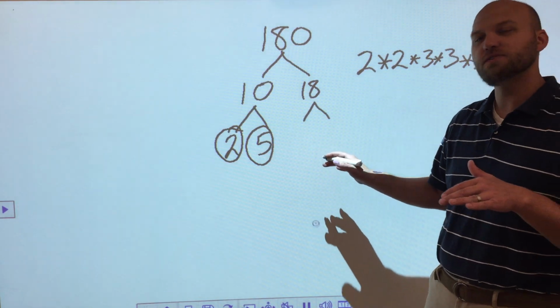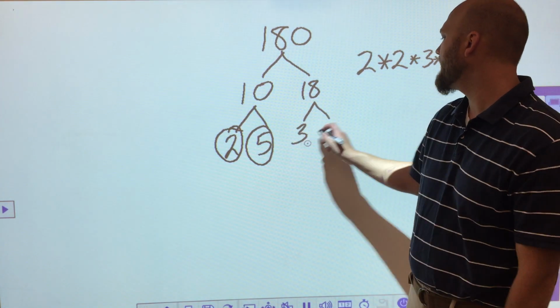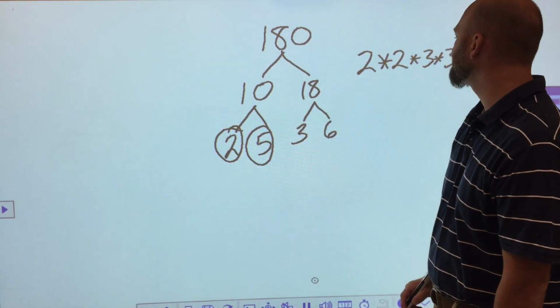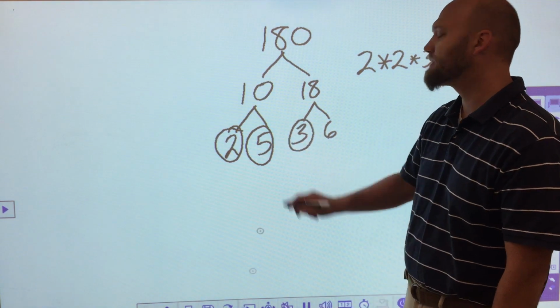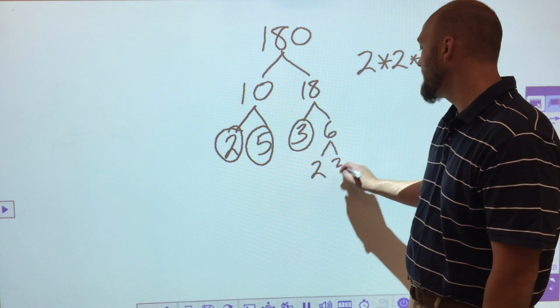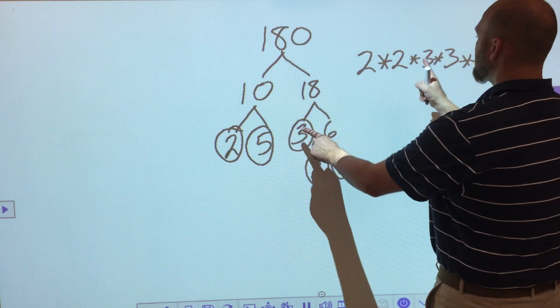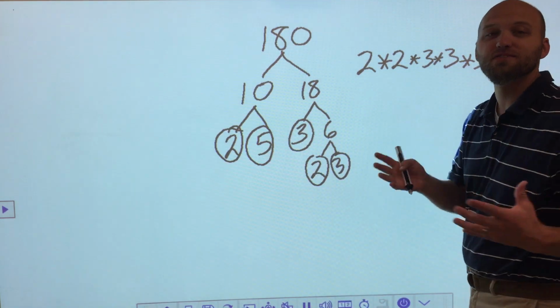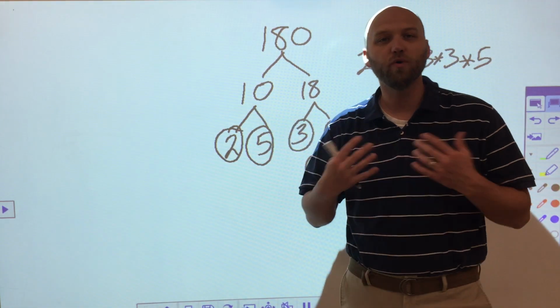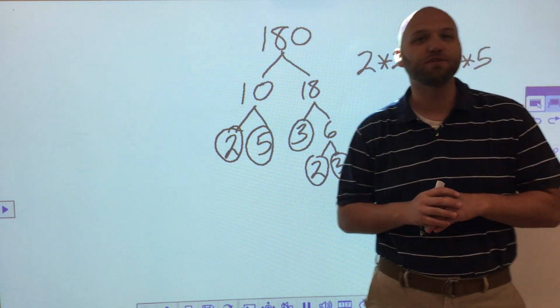Does it make a difference if I break this down into 2 and 9 or 3 and 6? So let's try that. I have 3 and I have 6. Well, 3 being a prime number, 6 is not a prime number. It needs broken down into 2 and 3. And what I'm left with again, 2 times 2 times 3 times 3 times 5. You can see that it doesn't matter which numbers or which factors I'm breaking it down into, it's still going to get me that same prime factorization.